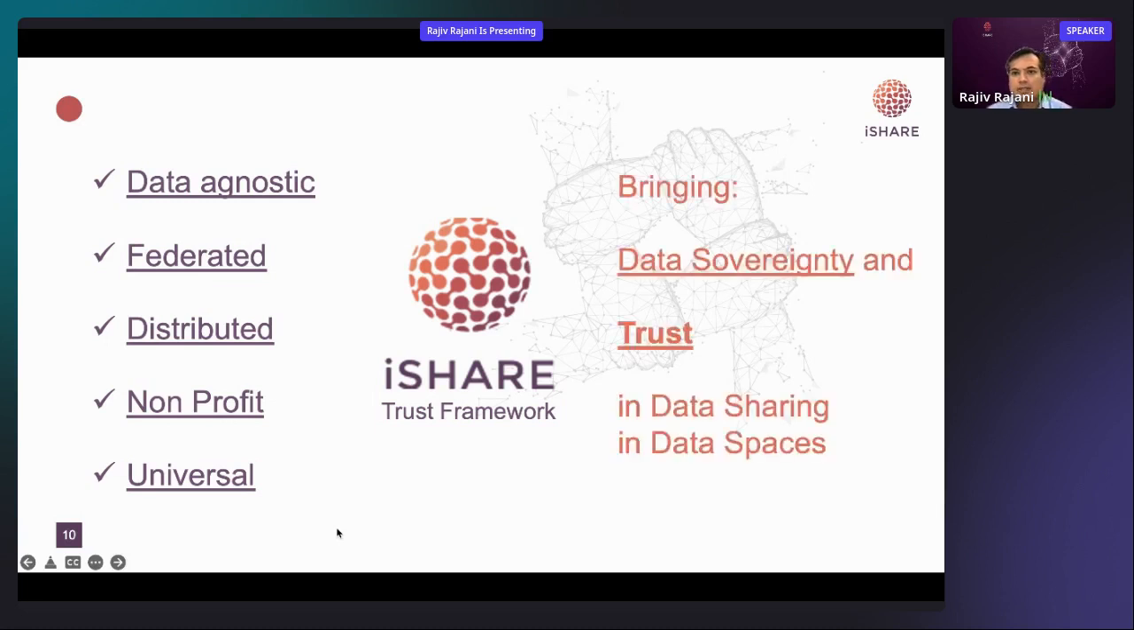Which essentially brings to you data sovereignty. As a data owner, you remain in control of the data after you have shared it, by sharing the data with the right people under the right conditions. And it also brings the necessary trust in order to share the data, because as we just saw, without trust you essentially will never think of sharing data. So the iSHARE framework brings data sovereignty and trust in the sharing of data and in data spaces.